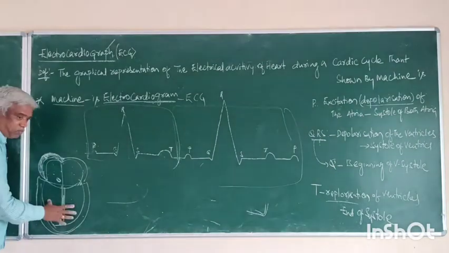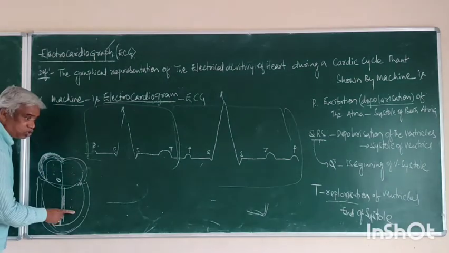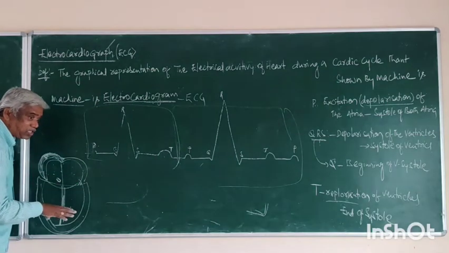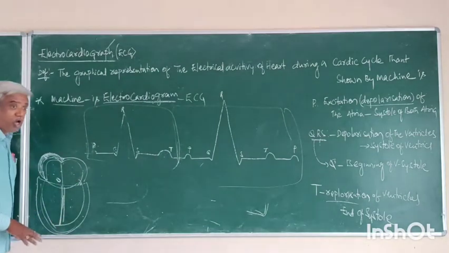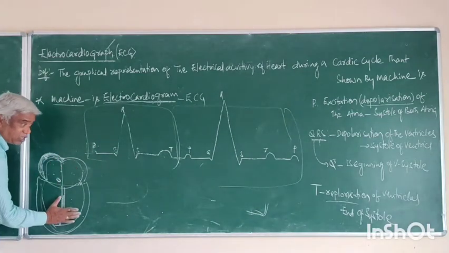How many chambers are there in the heart? Four chambers. These two are atria, these two are ventricles. Do atria and ventricles contract at the same time? No. Who contracts first? Atria. The atria contract first, then the ventricles contract.